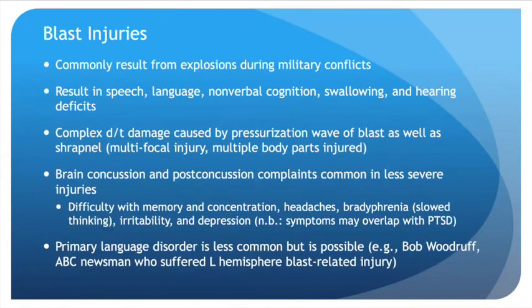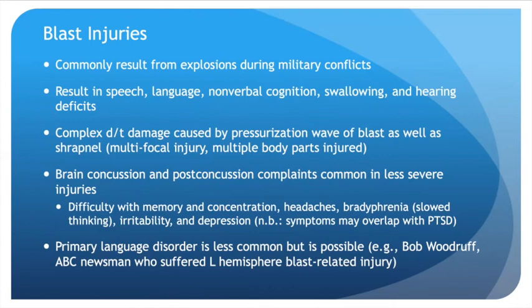Okay, blast injuries. These commonly result from explosions during military conflicts. They can result in deficits in the areas of speech, language, nonverbal communication, swallowing, hearing, and they are complex because damage is caused by a pressurization wave of the blast as well as shrapnel.